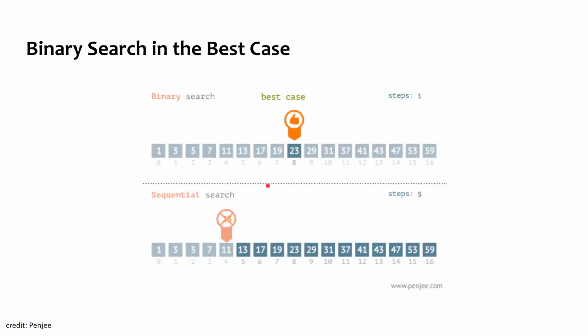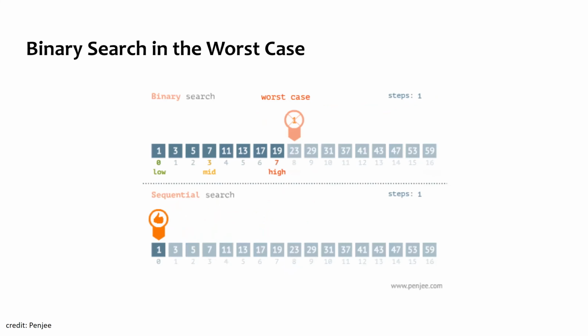In binary search, in the best case, if you are looking for the item 23, then the best case takes only 1 step, when the item of interest is at the middle. However, sequential search takes like 8 steps. So that is the best case of binary search. In the worst case, when we are looking for item 1, then it takes like 4 steps. However, in the case of sequential search, it takes only 1 step. So binary search sometimes could be worse than sequential search. However, in general, binary search is much more efficient than sequential search.